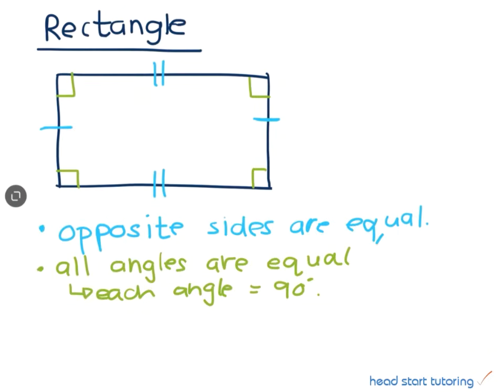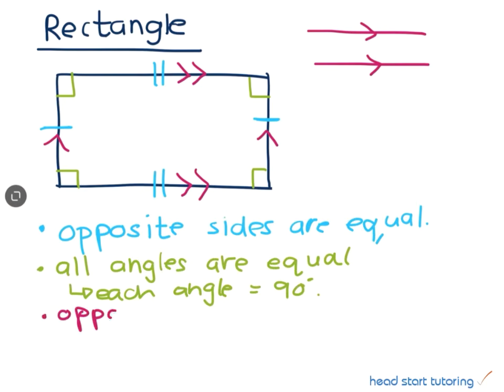Right, let's have a look at some other properties of our rectangle. Let's have a look at parallel lines. Remember, our parallel lines are lines that never meet each other. The distance between them will never change. So those are 2 straight lines. So we've got here opposite sides are parallel because the distance between them will never change. Right, so that's another one of our properties. Opposite sides are parallel.